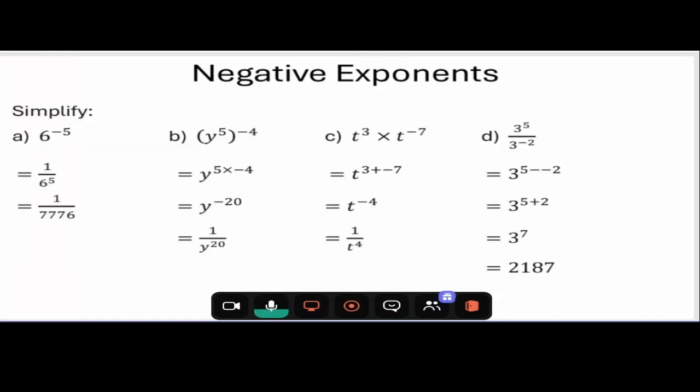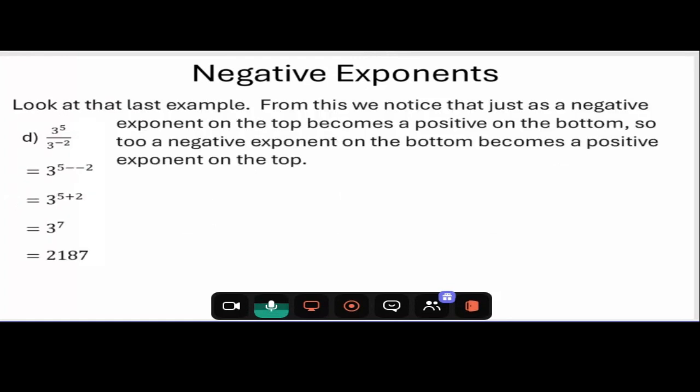So again, look back at these questions. 6 to the -5, right? That's on top because the 6 is over 1, even if we don't write it, and it became 1 over 6 to the +5. A negative exponent on top became a positive exponent on the bottom. We now have discovered that a negative exponent on the bottom becomes a positive exponent on the top.